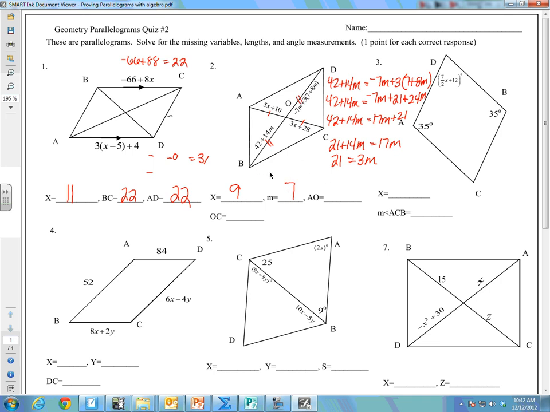They want to know what AO is and OC. Well, AO is this segment here. 5 times x plus 10, 5 times 9 is 45 plus 10 is 55. Now, hopefully you realize that OC should be the same thing.